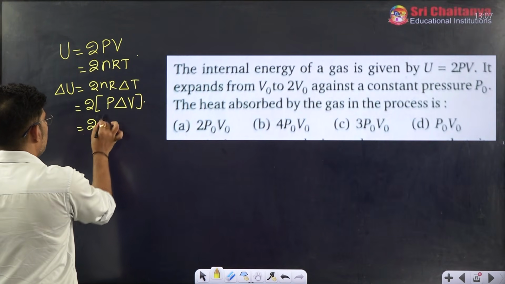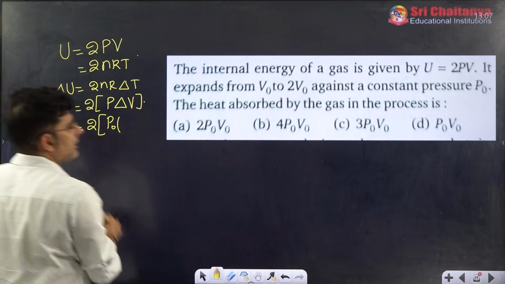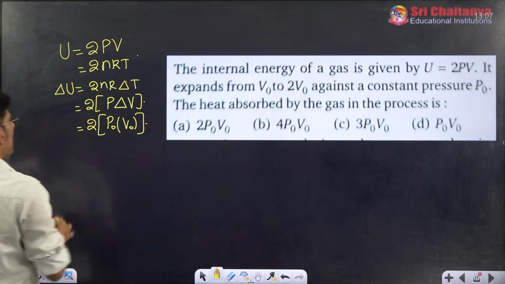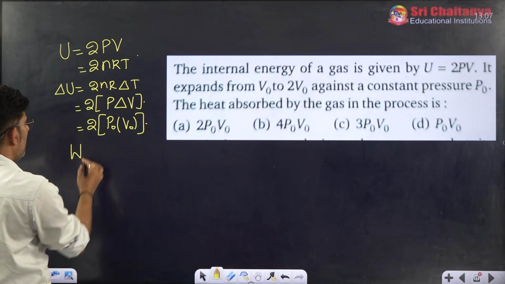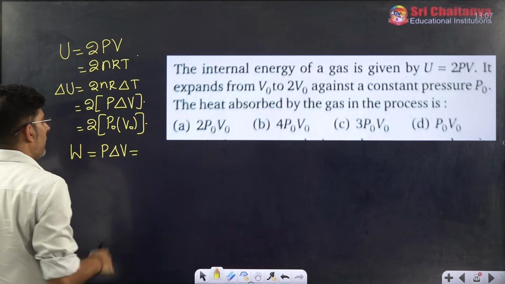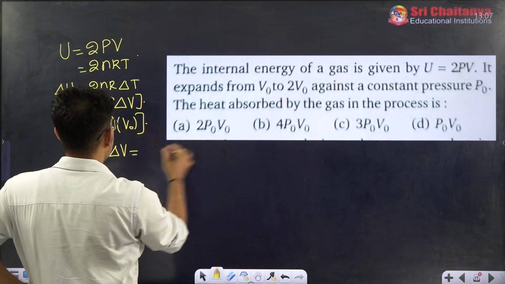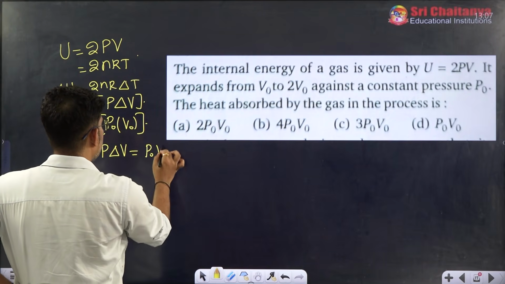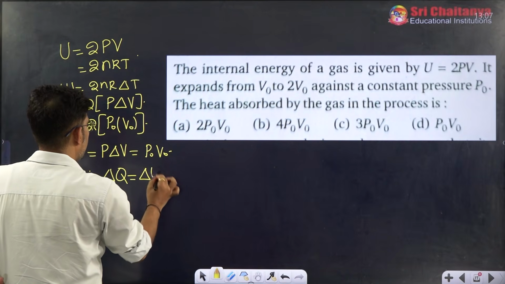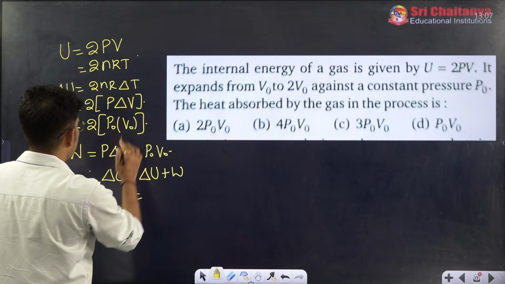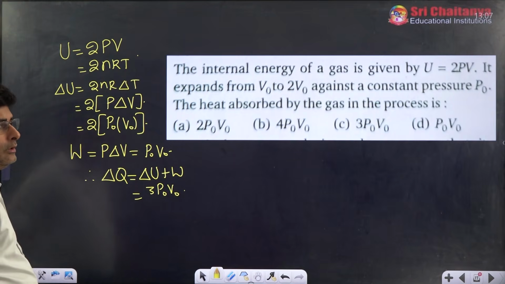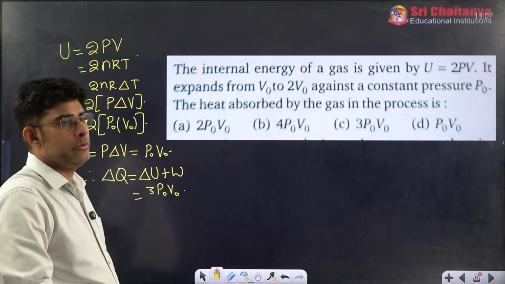So what is this? Pressure is given as P naught. What is the change in volume from V naught to 2V naught? It became V naught. Now what is work done? Work done is P delta V, because it is an isobaric process, constant pressure. So it will become P naught into V naught. So delta Q is delta U plus work done. So it will become 3 P naught V naught. I hope this is clear to all of you.